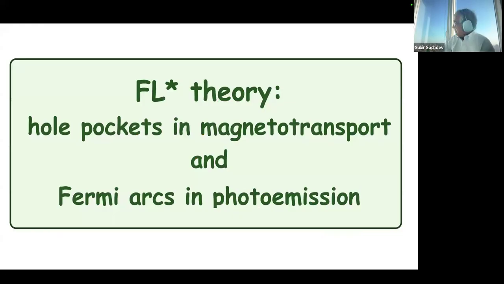Okay, so we've understood the magnetotransport, we believe, but that still leaves the problem of the Fermi arcs, which were seen in photoemission. How do you understand that? So do you have pockets or do you have arcs? Well, it turns out you can have both.